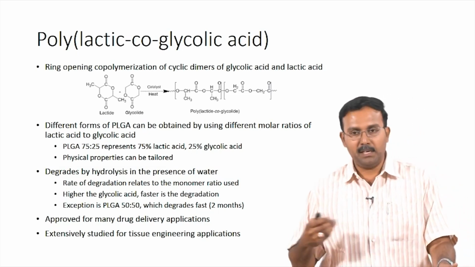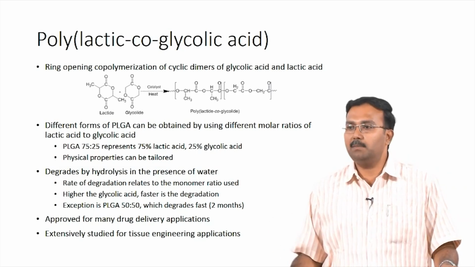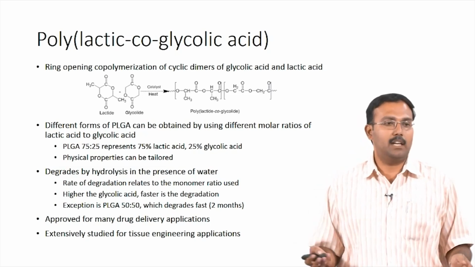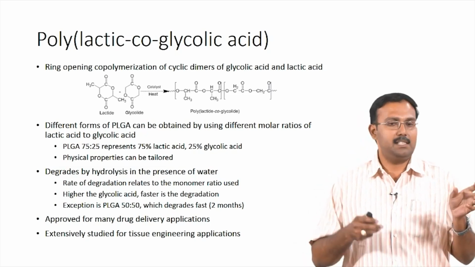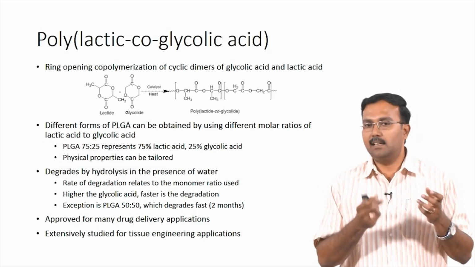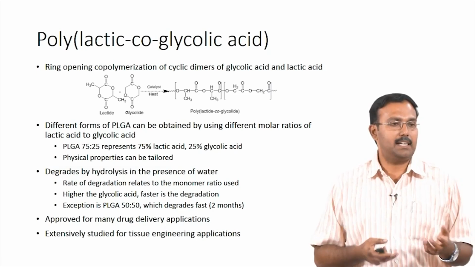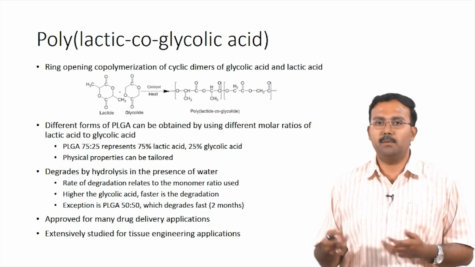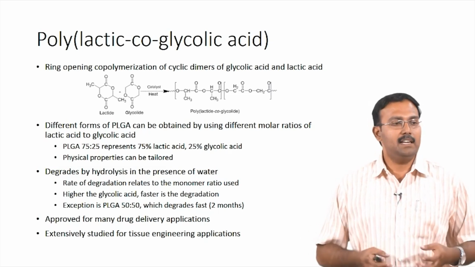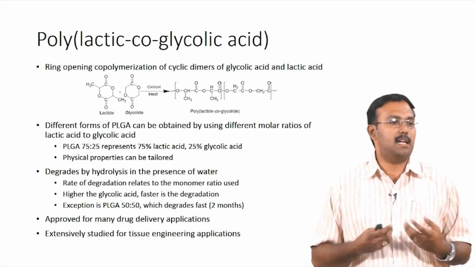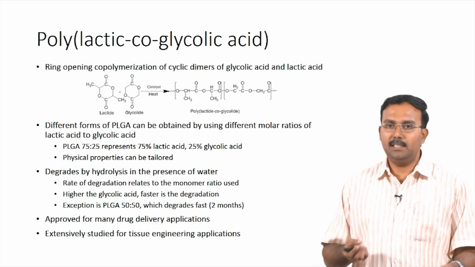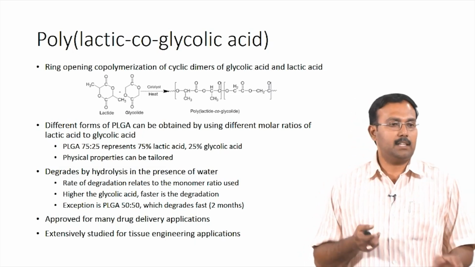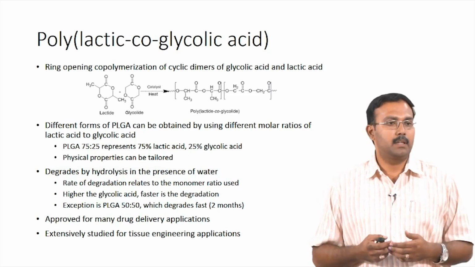PLGA. So what people have shown is that different forms of PLGA can be formed based on the initial molar ratios of lactic acid to glycolic acid, and they are usually written as PLGA X is to Y, where X is the percentage of lactic acid and Y is the percentage of glycolic acid. 75-25 means 75% lactic acid, 25% glycolic acid. So the advantage of doing this is the physical properties themselves can be tailored. This also degrades by hydrolysis in the presence of water. The rate of degradation can be related to the monomer ratio.